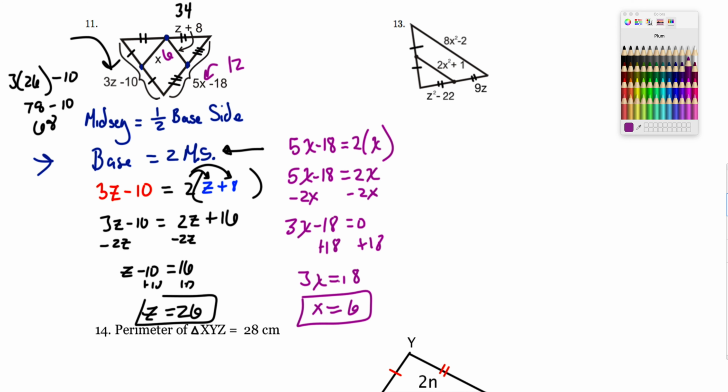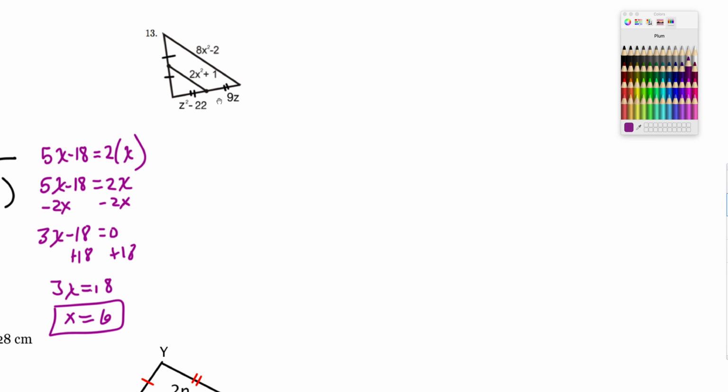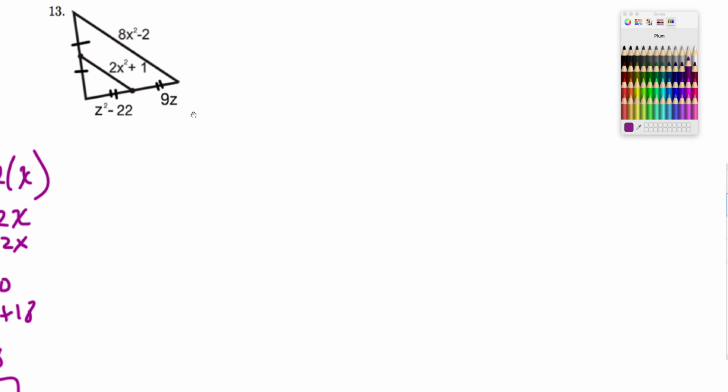Okay, so this next one is one that I really wanted to do for you guys. Let's do the mid-segment one first. So we know that these are midpoints because look at the congruent segments that indicate that these are the midpoints. Boom. So we know that the base of the triangle is 2 times the mid-segment, right?